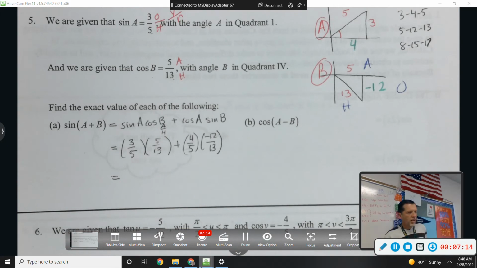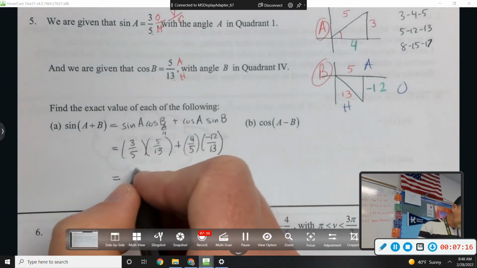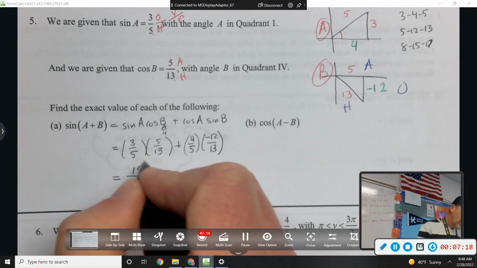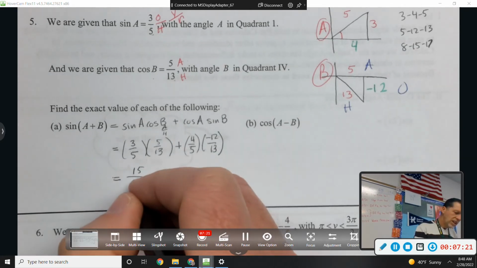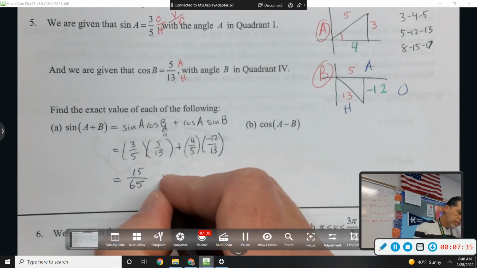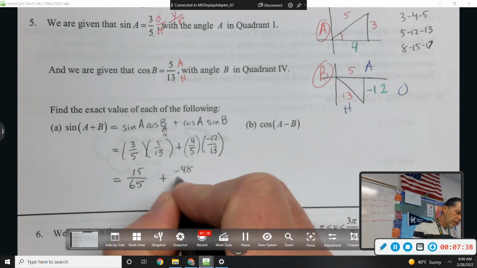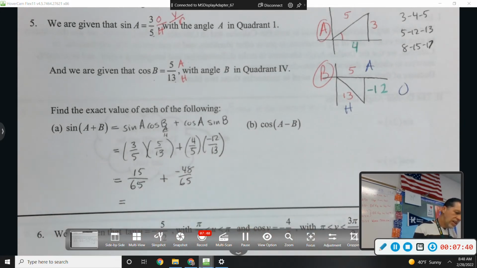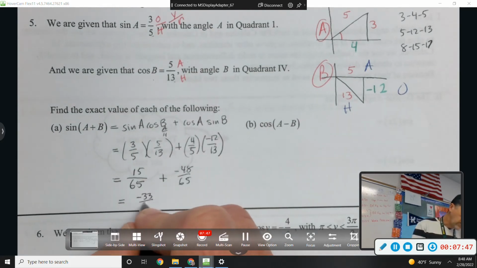Okay, multiplying fractions. We just multiply across. 3 times 5 is 15. 5 times 13 is 65. This is why you would want a calculator, so I need to check and see if you get a calculator or not. I think you will, because there's more ugly fraction stuff. Plus -48/65. That's kind of convenient that you get a common denominator. So -33/65.